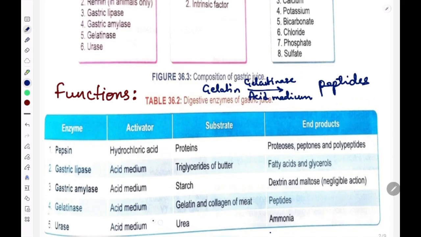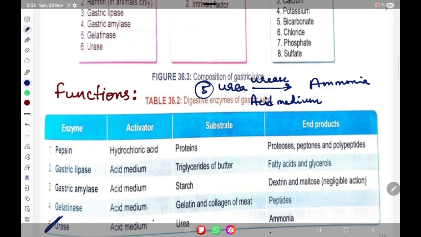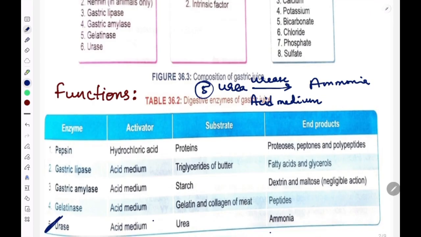And the next enzyme we have is gelatinase. This gelatinase acts on gelatin, and in the presence of acid medium it converts the gelatin into peptides. So this gelatinase is a protein component. Okay, so this is all about the gelatinase. And the next enzyme that we have is urease. What is the function of this urease? It converts the urea into ammonia in the acid medium which acts as the activator of this enzyme.